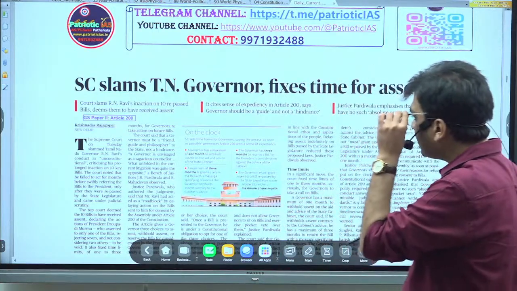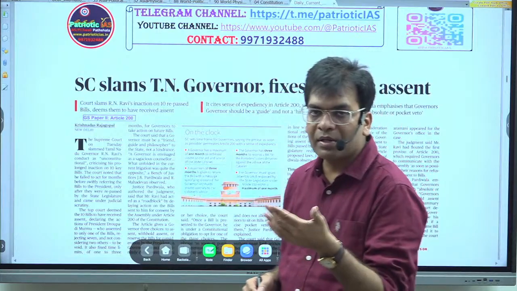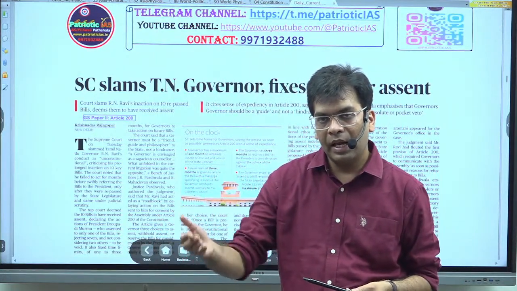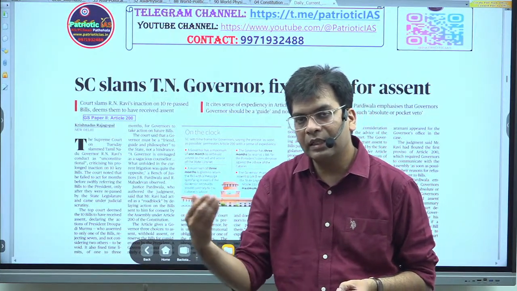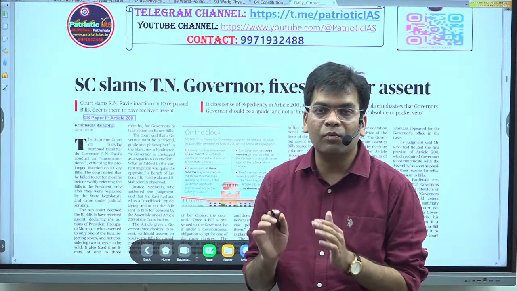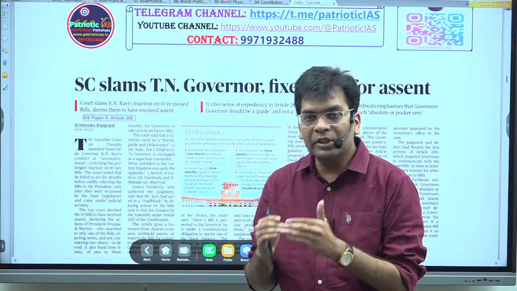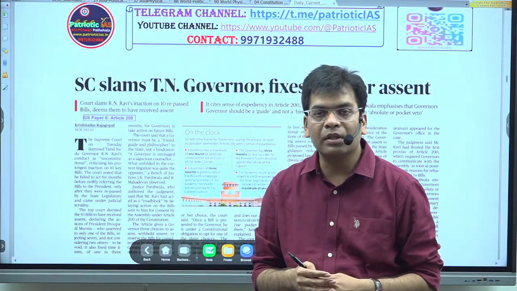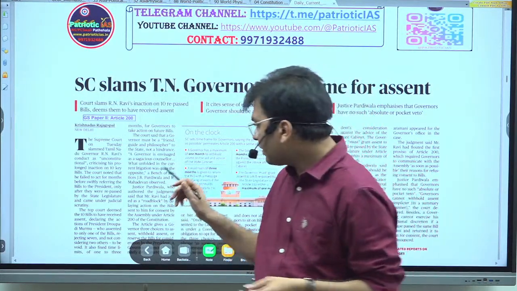Here you will see the instances where the Tamil Nadu government passed many laws in the form of bills and sent them to the governor. The governor either didn't take a decision, or withheld them for a long time. Even when the state government passed the same bill again and sent it to the governor, this time the governor decided to send it to the president. So the delay was very high.